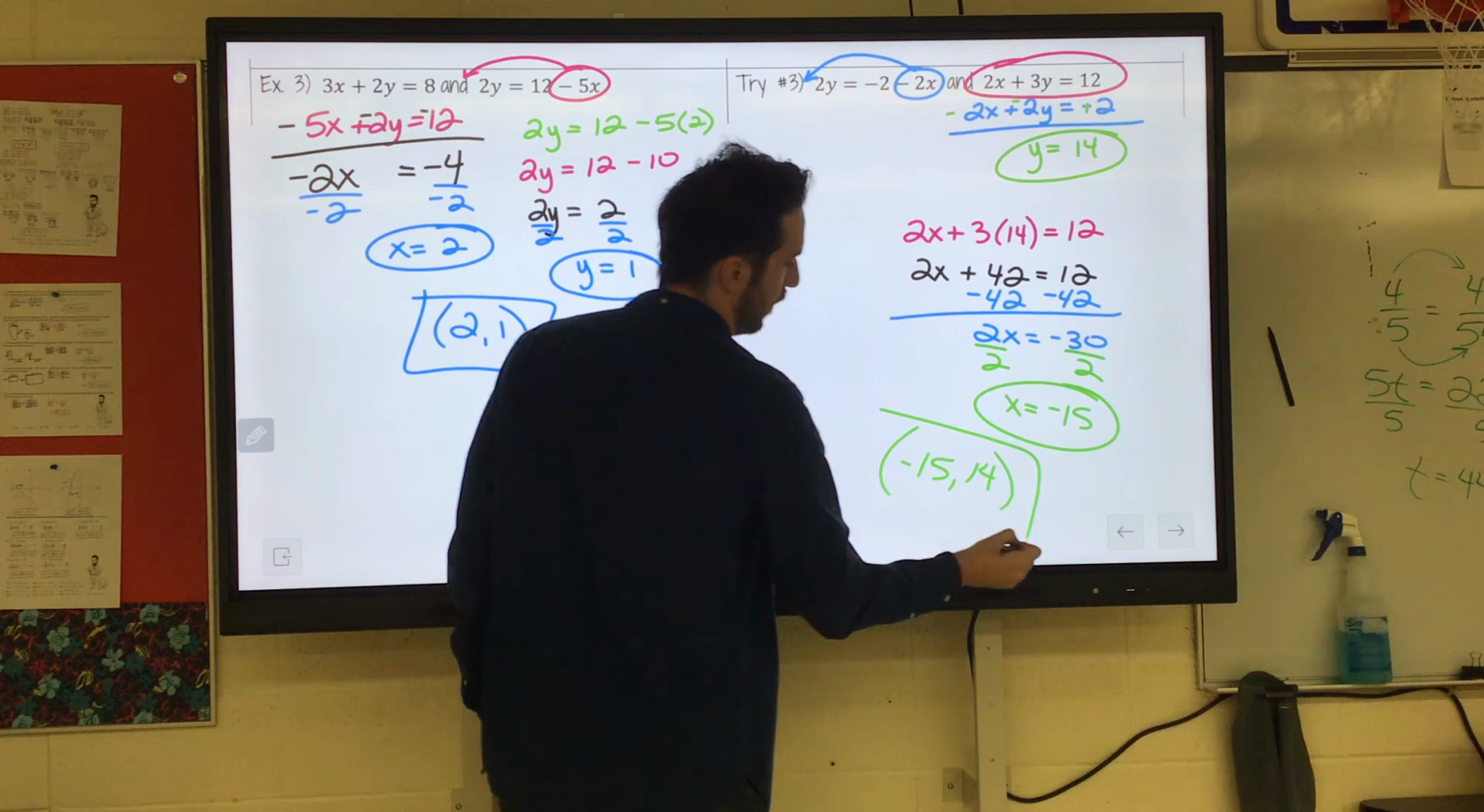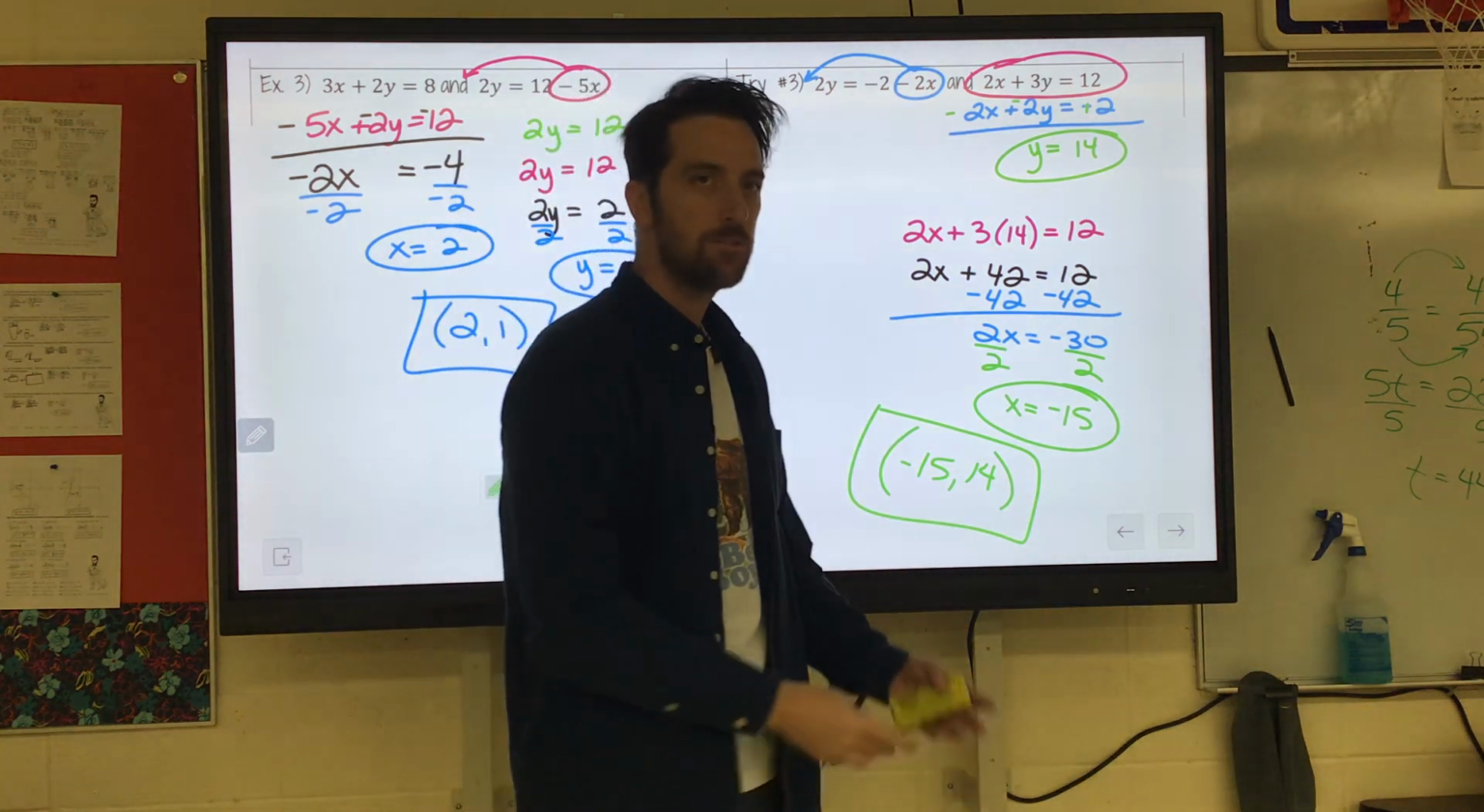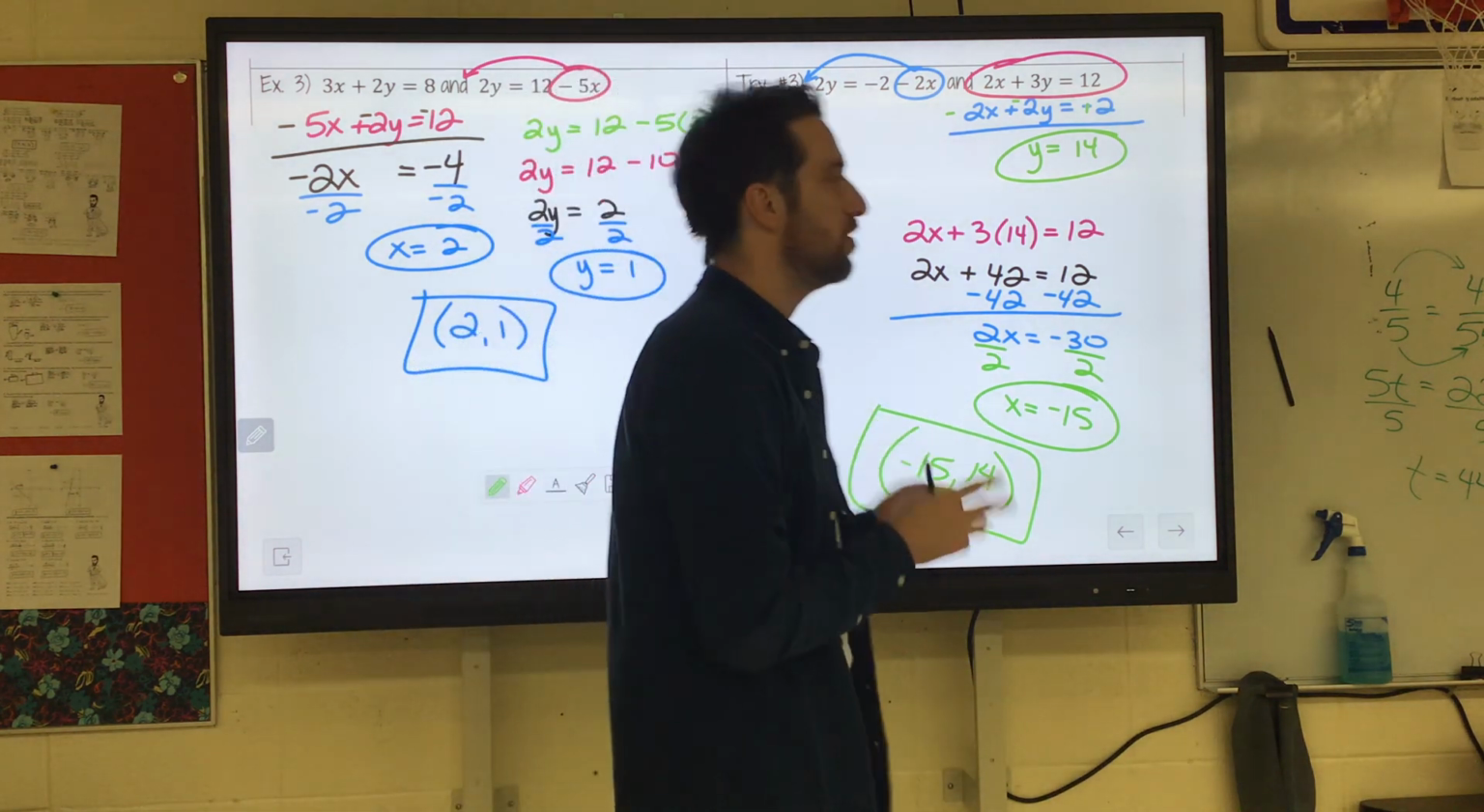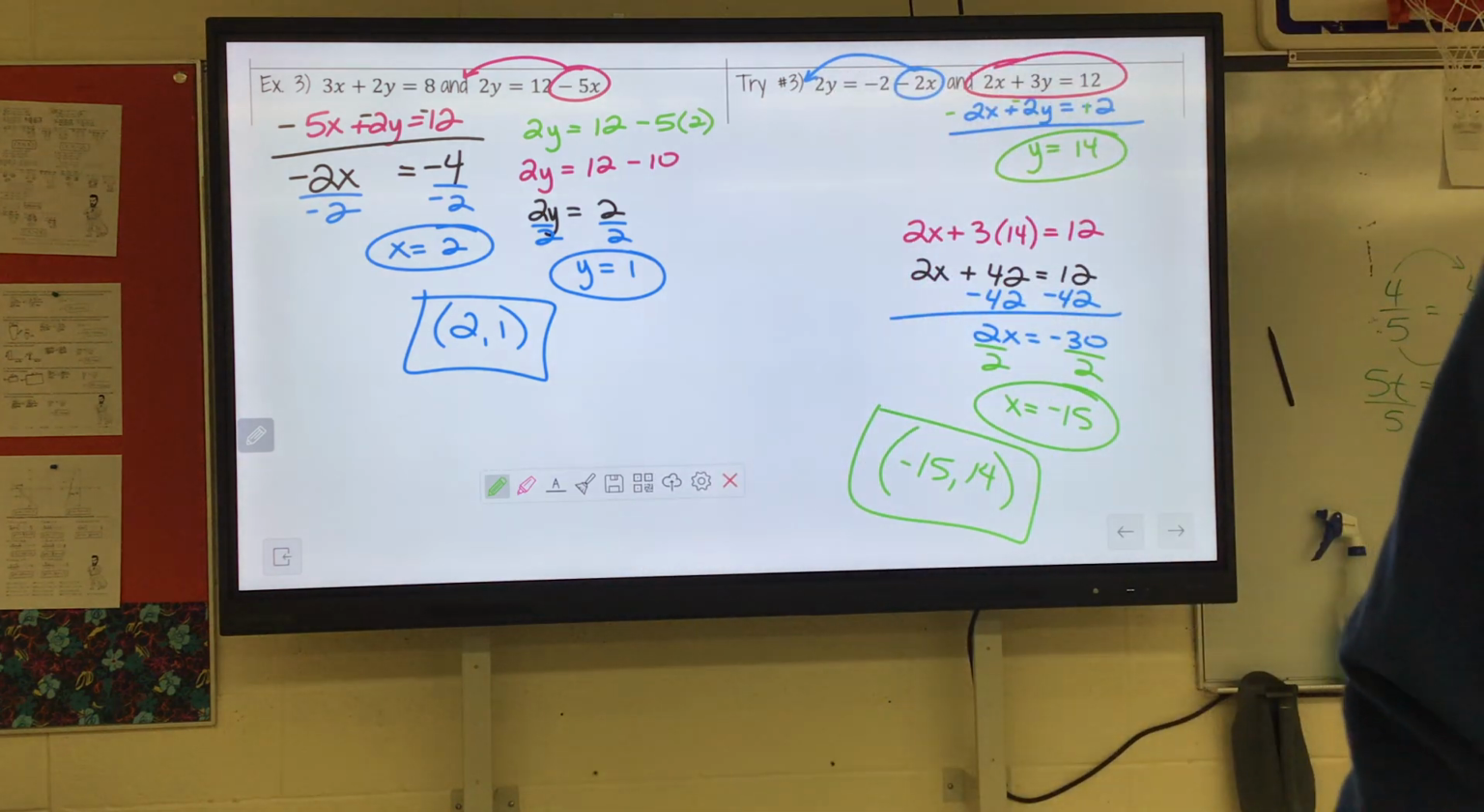And a lot of times the graphs you guys get only go up to 10. So again, that would be challenging to solve by graphing. A little bit easier with elimination.